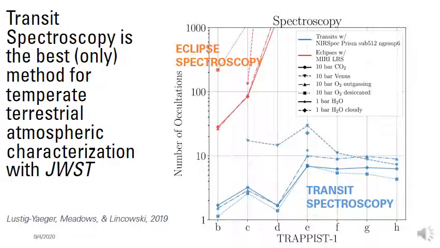In this plot, this is the number of occultations to detect the atmosphere. So it'll be very difficult, even for hot planets, to even detect an atmosphere with secondary eclipse spectroscopy, whereas transit spectroscopy is much more versatile and applicable to the temperate planets that we're observing. So really, transit spectroscopy is the only method for characterizing temperate terrestrial atmospheres in the next decade with James Webb.